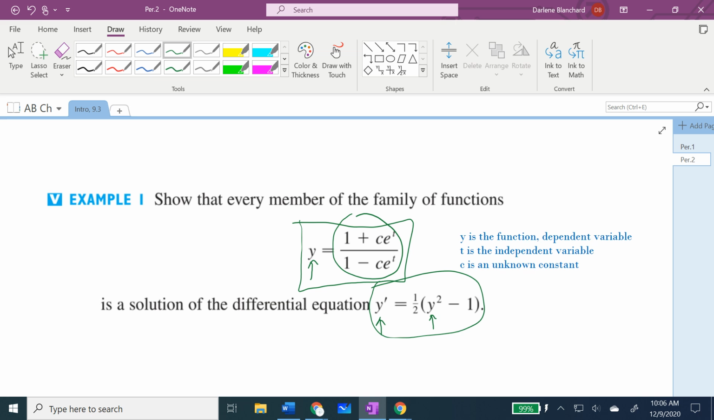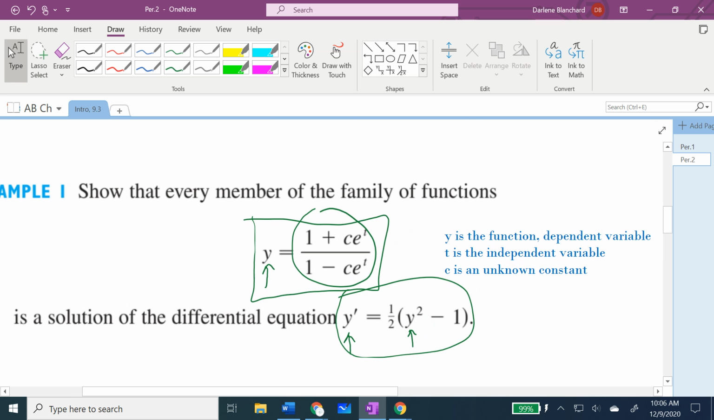For this problem, I want to point out to you, y is your dependent variable, t is your independent variable, c is representing an unknown constant. Before we get this problem started, we're going to have to find the derivative of this. That's our first step, is just do the derivative. But understand that c there is an unknown constant. Therefore, when you take the derivative, you're differentiating it as a constant. So, are you ready? Are you differentiating already?